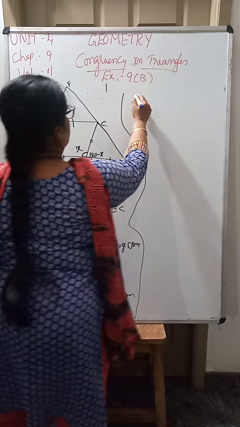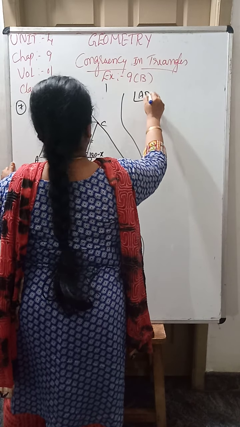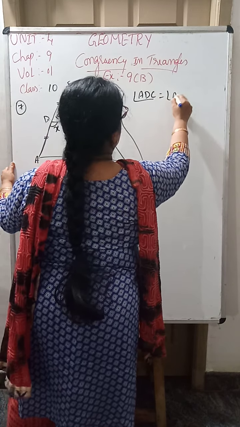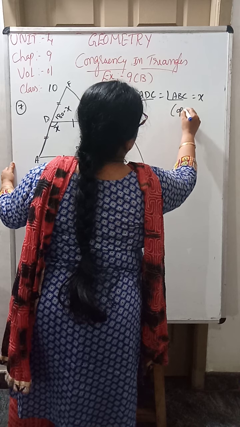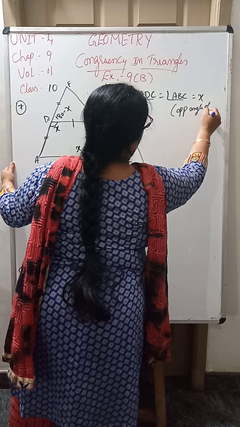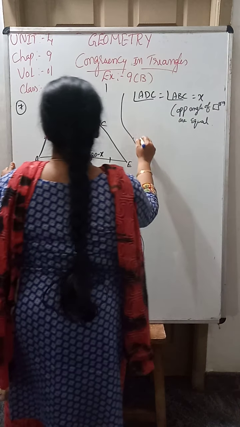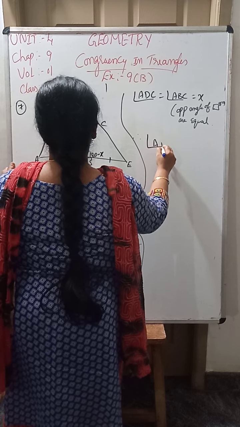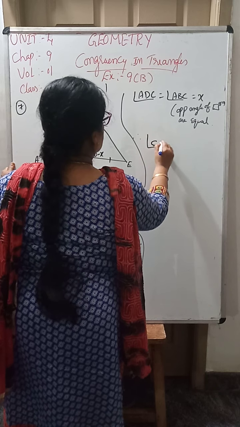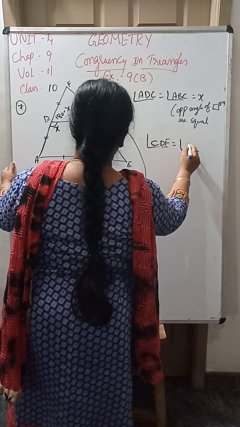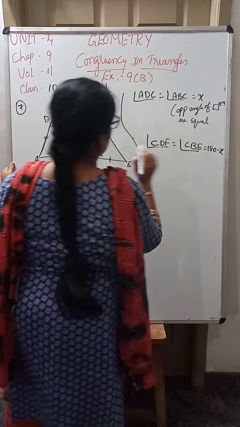Yes, now let us write down. Angle ADC is equal to angle ABC is equal to x because opposite angles of a parallelogram are equal. Therefore, angle CDF is equal to angle CBE is equal to 180 minus x, I have taken.